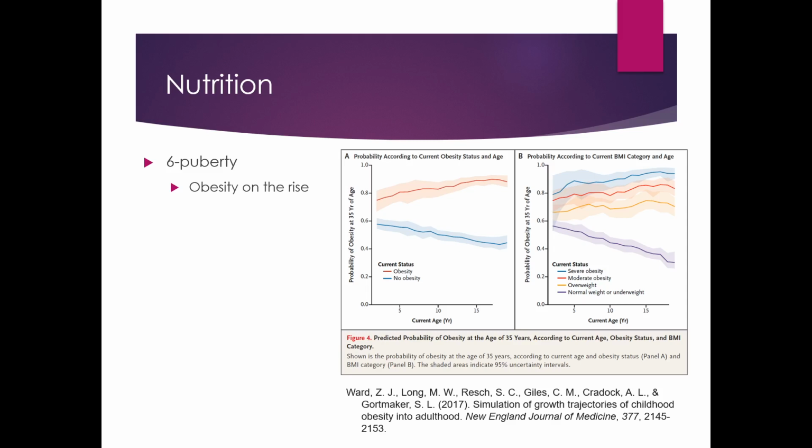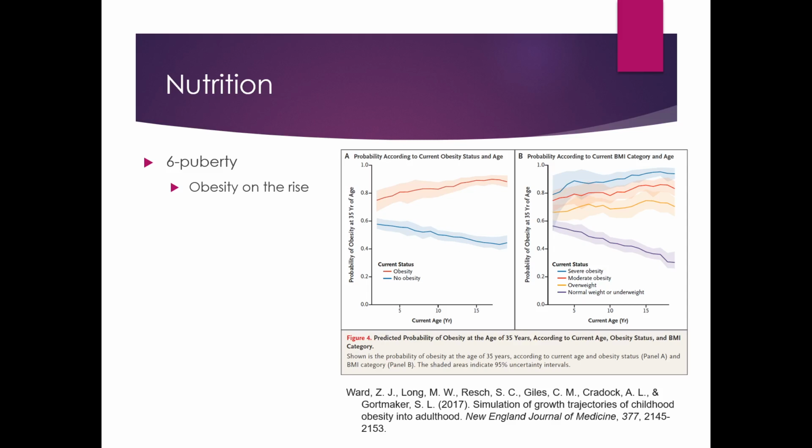at the time that they're measured at 5, 10, or 15 years of age. The yellow line is they were overweight when they were initially tested. Red is they were moderately obese, and then blue is they were severely obese. And what you see is that people who are normal weight or underweight have a much less likelihood of being obese at 35. And again, more and more likely to be normal weight when they're 35, the older they are when they are still normal weight or underweight.